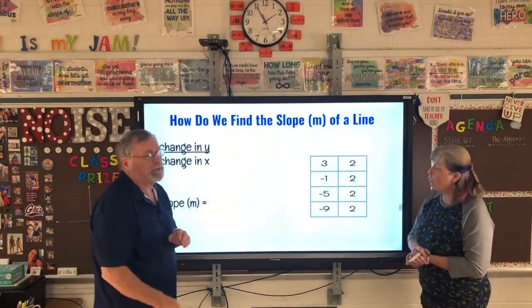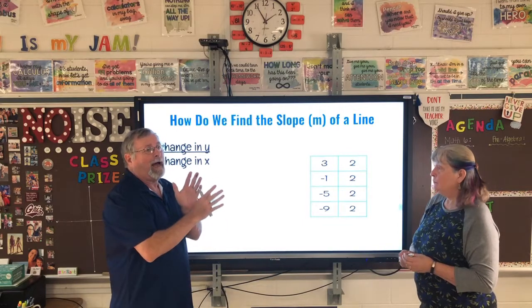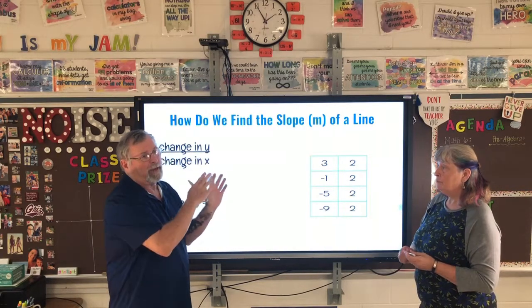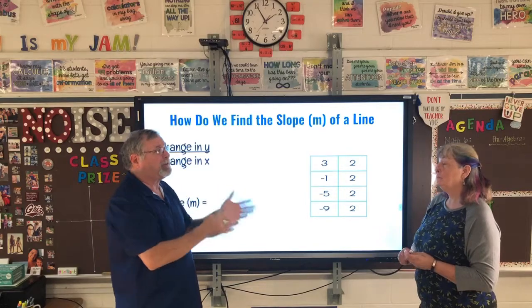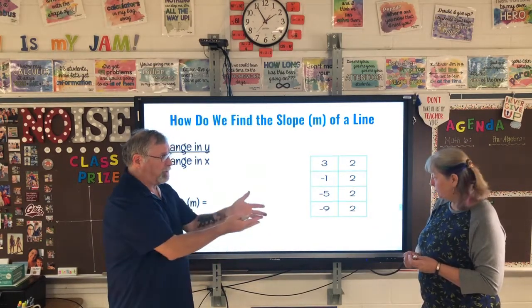Okay, so this is the next one. Now this one's going to be a little bit weird because remember when we showed you how the different lines went, sometimes they were positive, sometimes they were negative, and sometimes they have a zero slope. This is going to be an example of a zero slope. Do you want to show it to them?